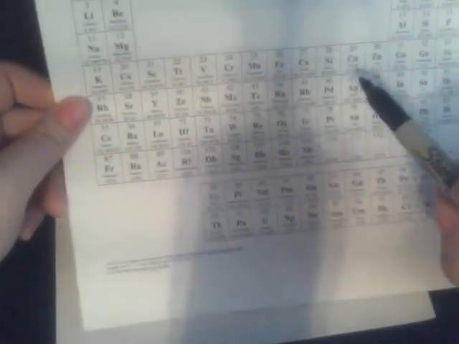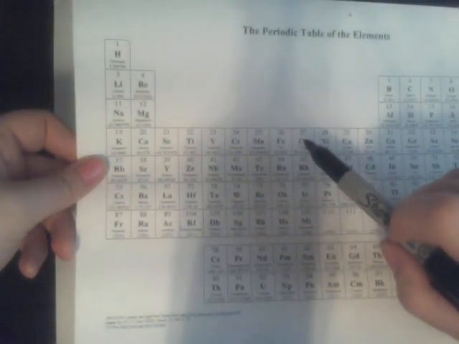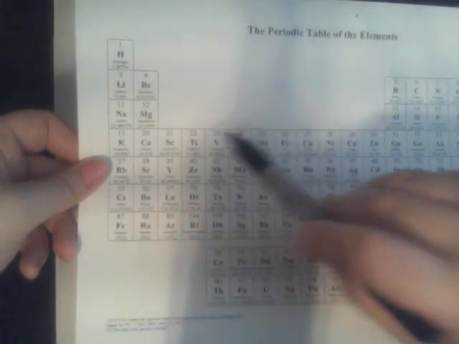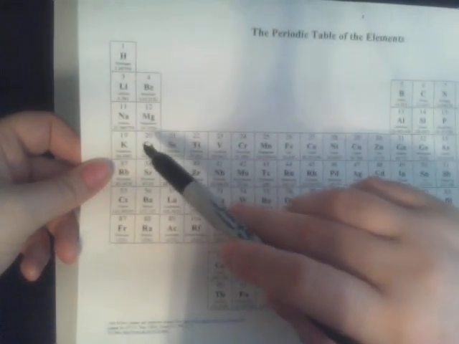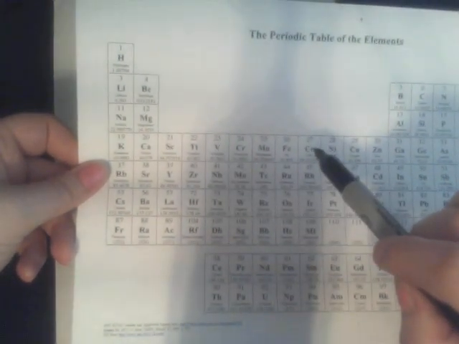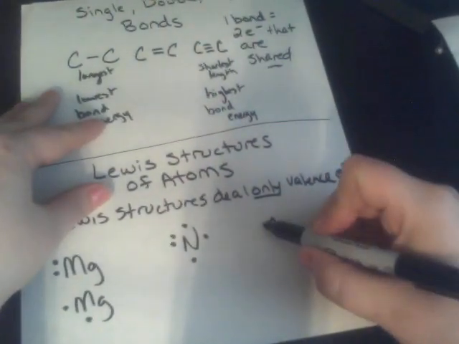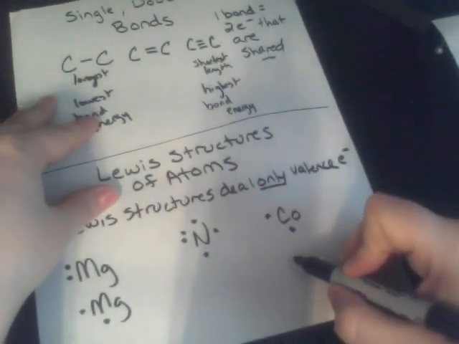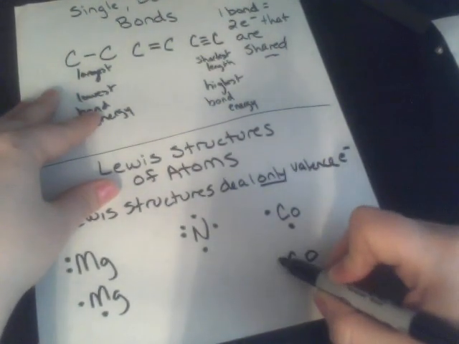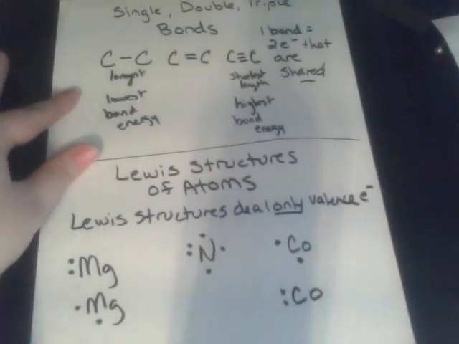Cobalt's a little tricky though. Cobalt is a transition metal, so he's right here. So how many valence electrons does he have? He only has 1, 2, because this is the 4s1, 4s2, and then these are all in the 3d. So these do not count as valence, do they? So he only has 2. So cobalt would be represented like that or like that. Either way is appropriate. Okay, thank you.